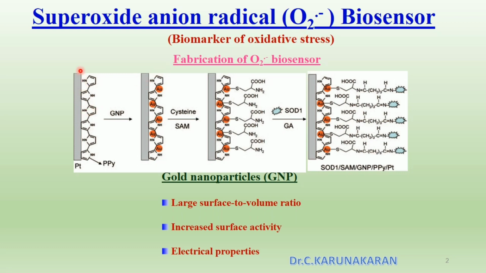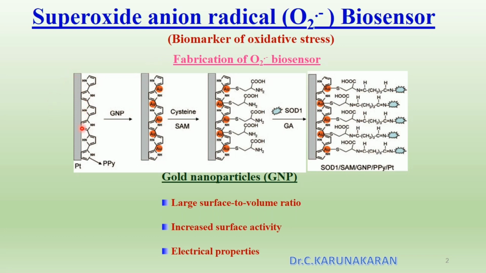So how are they detected? In this case, we have used the superoxide dismutase enzyme. It is very specific towards superoxide radical. It dismutates superoxide to hydrogen peroxide and oxygen. It eliminates superoxide radicals. SOD1 superoxide dismutase enzyme is present in our cells, in our body. It is an antioxidant enzyme. It specifically scavenges superoxide radical.